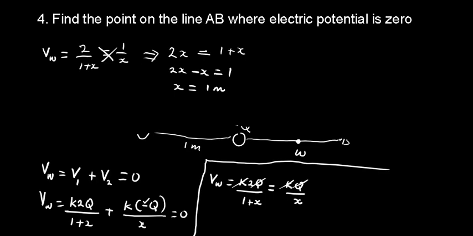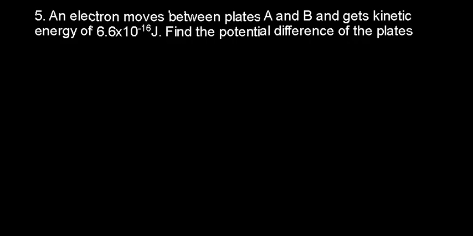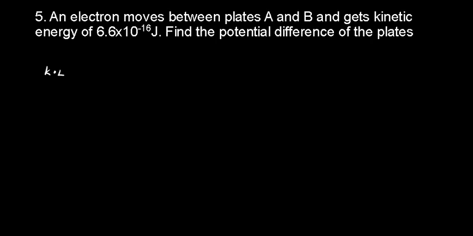Okay, now let's look at question number 5. An electron moves between plates A and B and gets kinetic energy of 6.6 times 10 to the power negative 16 joules. Find the potential difference of the plates. So we have our kinetic energy equal to 6.6 times 10 raised to power negative 16 joules, which is also equal to the work done.